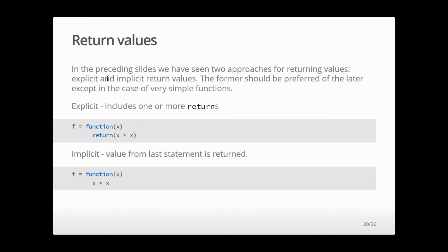So we have explicit and implicit return values. The explicit case is that you specifically use this thing called return. You write it inside the function, and it is going to return whatever is inside this thing. If you don't explicitly write return, it'll return the value from the last statement. So these two things are equivalent, but one uses explicitly the return.